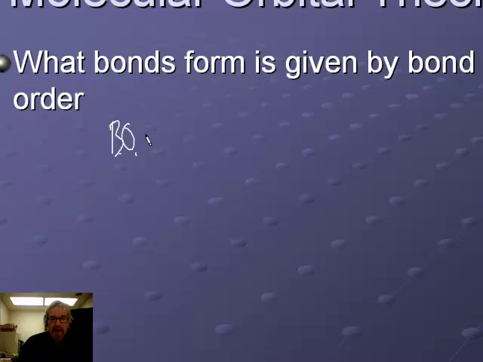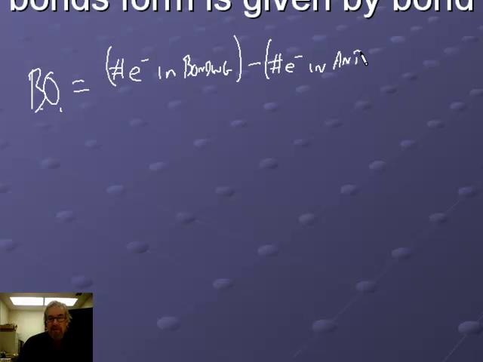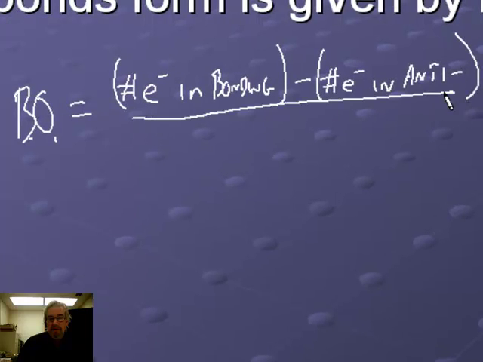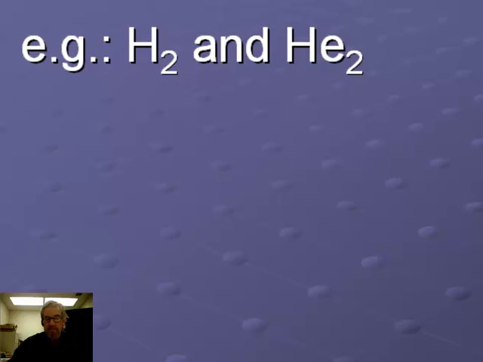Bond order is equal to the number of electrons in bonding orbitals minus the number of electrons in anti-bonding orbitals divided by 2. So let's ask ourselves a couple of questions here that might explain something that you may have been wondering about for a long time. What is the bond order of H2 and what is the bond order of He2? Now this is first period, so let's look at the first period energy diagram.